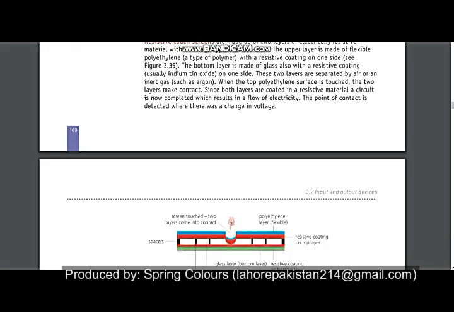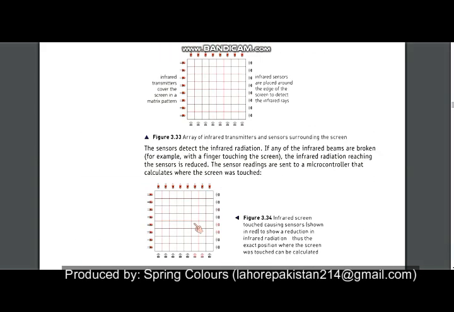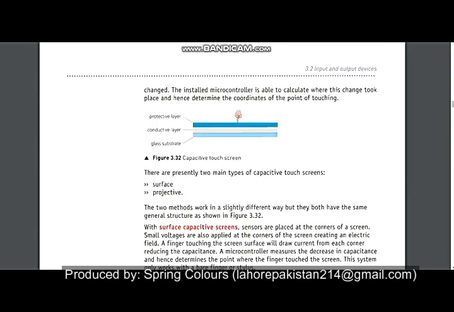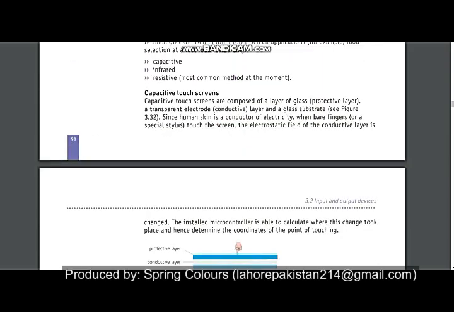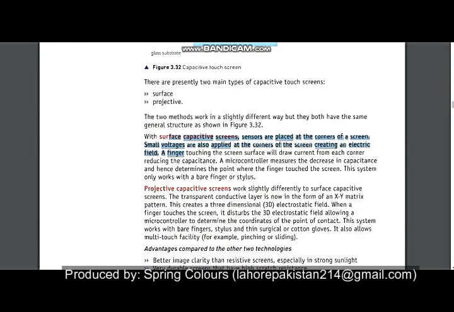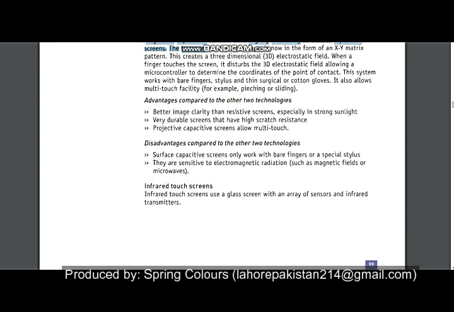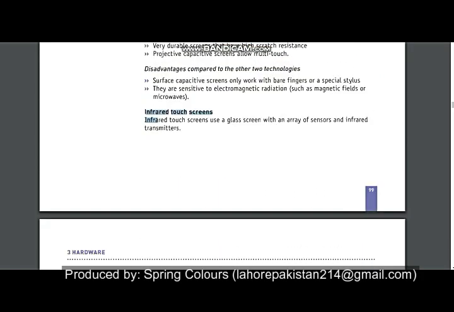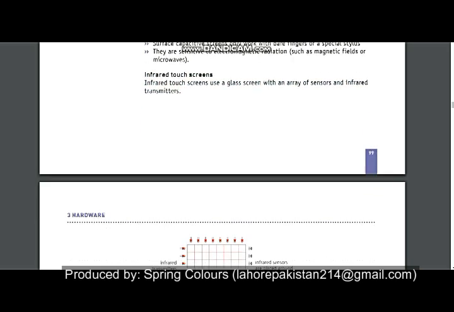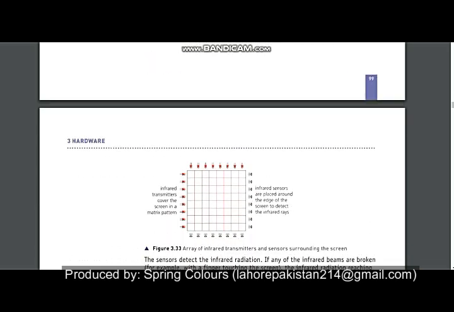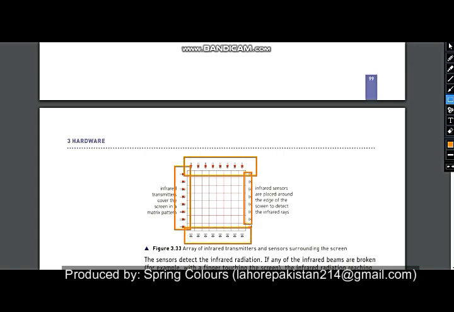In your book, three types of touch screens are given, but I believe the details of the capacitive touch screen are much more because there are two types of capacitive touch screens. So if you are asked to tell about two types of touch screens, you should better tell about the infrared touch screen. In it, on two sides of the screen there are infrared lights, and on the other two sides of the screen there are sensors.